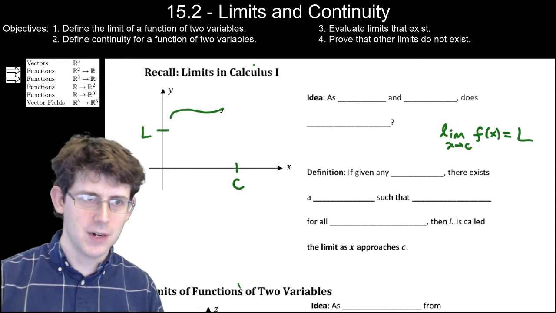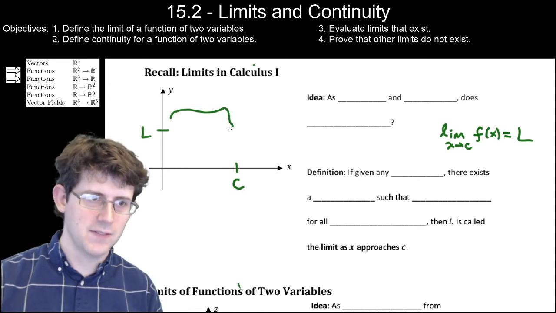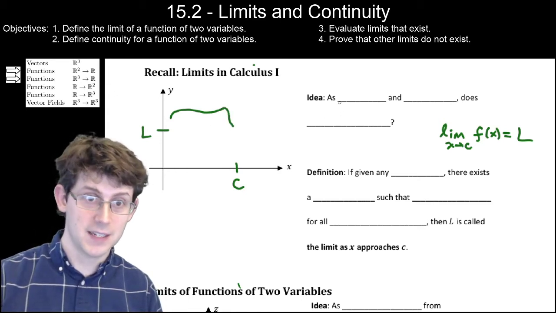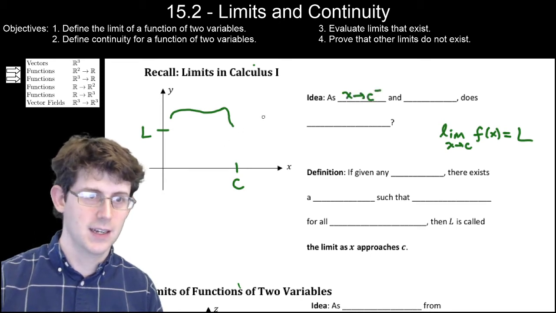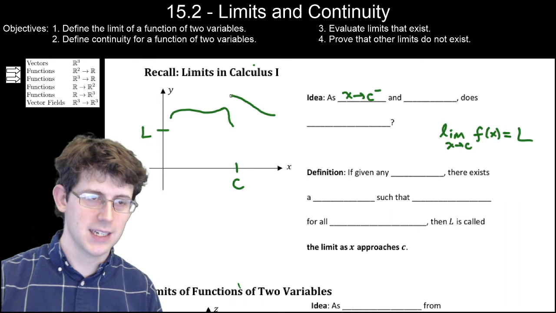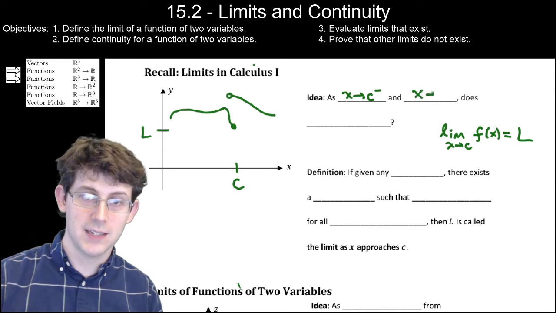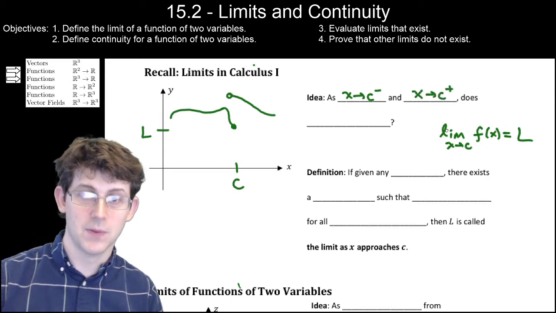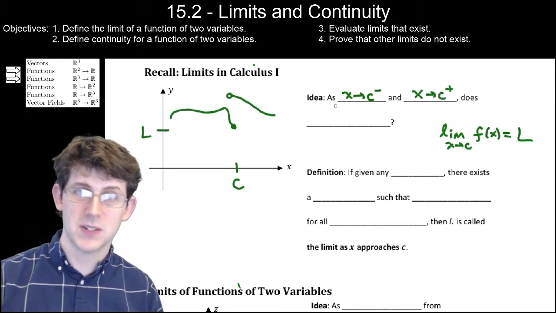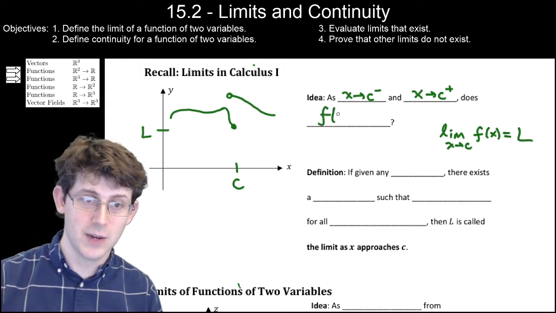The main thing we had to worry about was, well, sure, maybe the function heads for L from the left. That was written this way, as x approaches c from the left. But what if x approaches a different number when we come in from the right? Like maybe the function looks like this. Coming in from the right looked like this. X approaches c from the right. So this was the question. If you come in from the left and come in from the right, does the function always head to L?